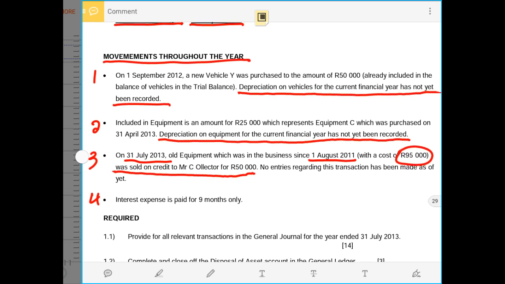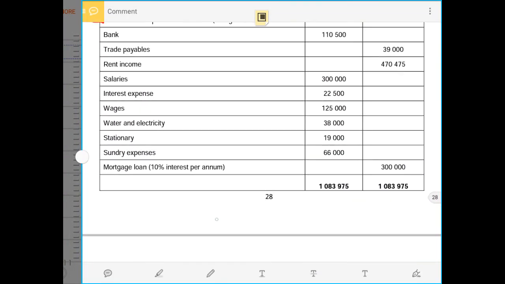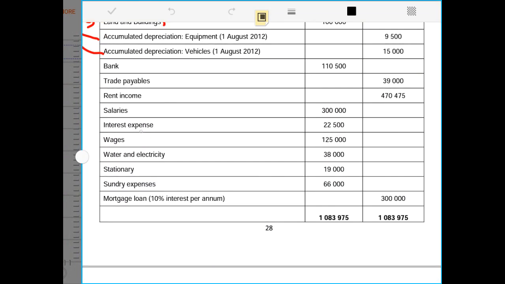Number 4 says that interest expense is paid for 9 months only. That means in the trial balance there is interest that has been paid already, but the interest is only paid for a period of 9 months, and we know that it is supposed to be a period of 12 months. So now that will tell us that there is accrued interest expense, or interest that has not yet been paid, which is a liability by the end of the current year, only 3 months of interest. So now we have to divide that by 9 months, then that will give us an interest per month. Then after we have to multiply that by the number of months, which is 3 months.